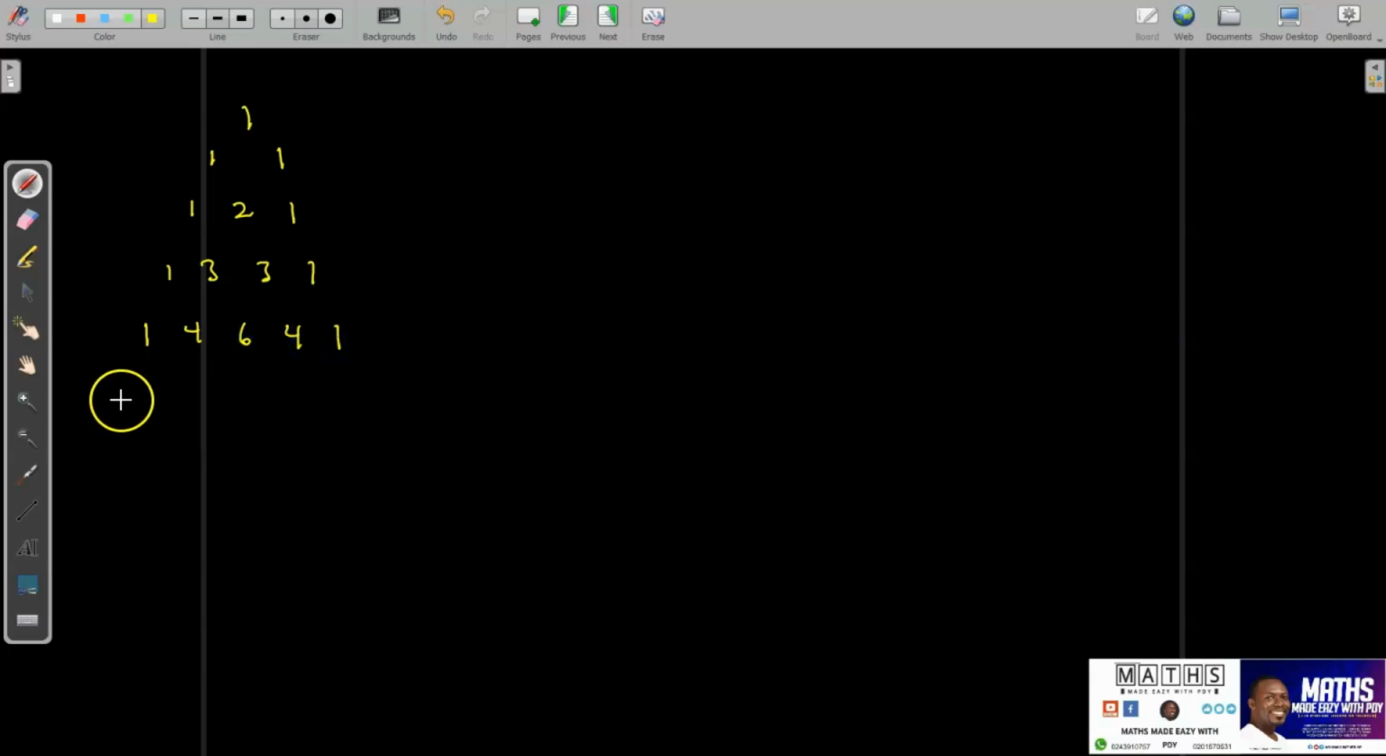Can you give me the next line? 1, 5, 10, 10, 5, 1. Good. So it goes on and on to infinity. But we said that it is not every time that you need to use the Pascal triangle to write an expansion, and you also need to chew this. It's just a waste of time.